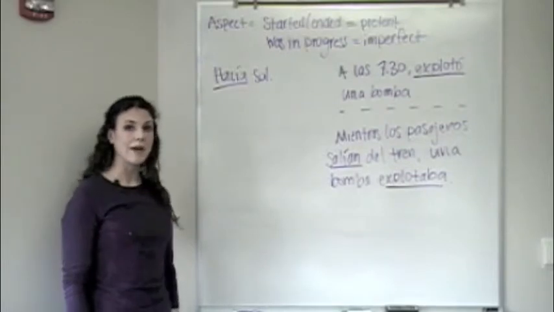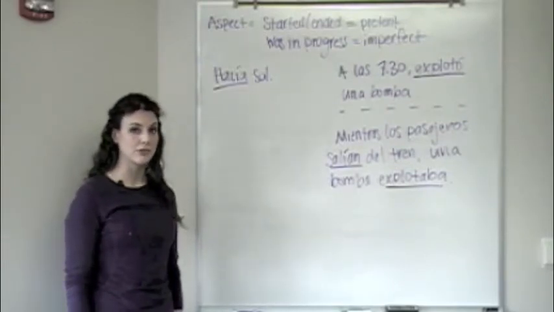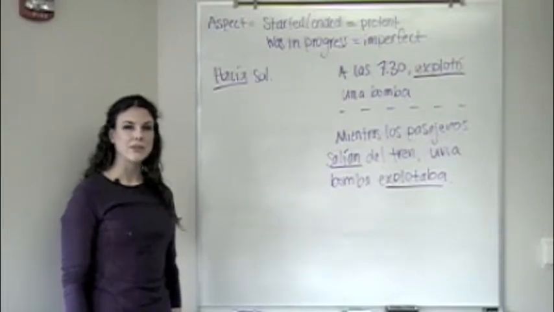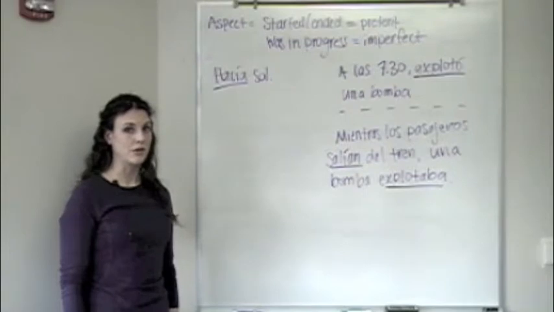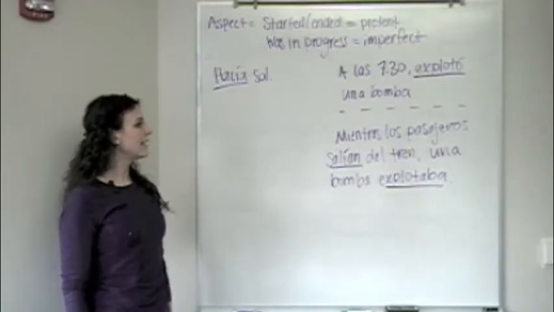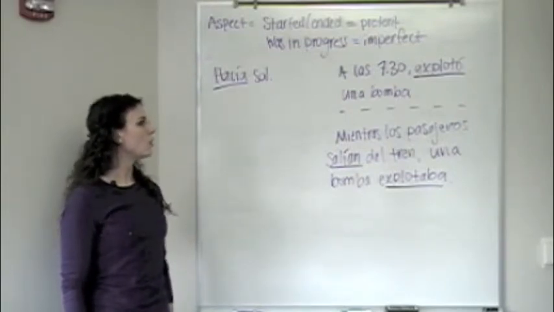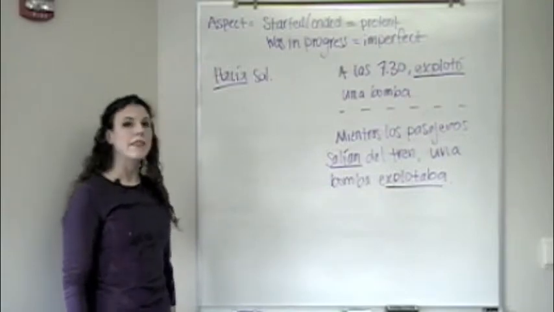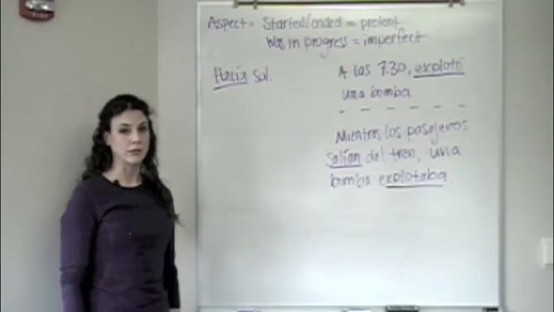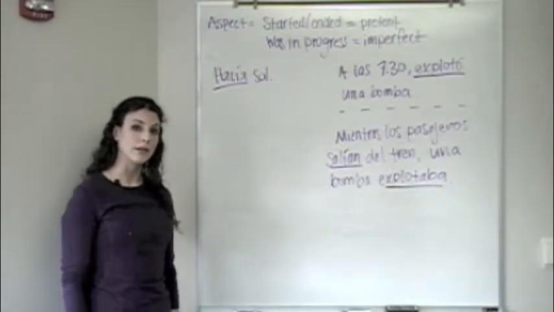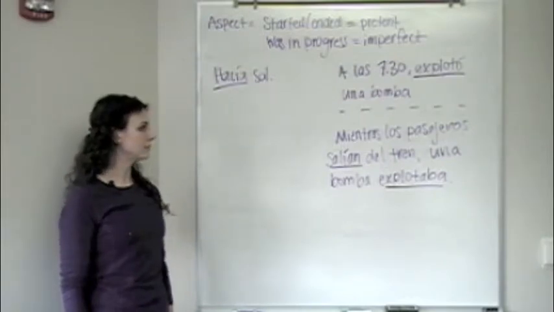When we want to talk about events that are starting or ending in the past, we use the preterite verbs. The way that we view these verbs is that the event was completed, not that it was in progress. A las 7:30 explotó una bomba. The bomb wasn't in the process of exploding, it had already exploded at the moment at which we're describing.